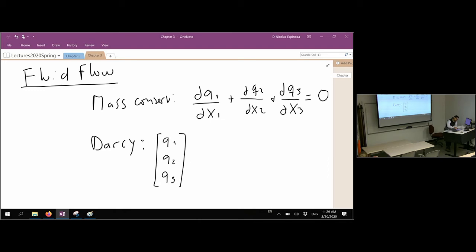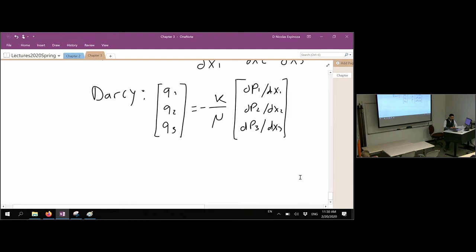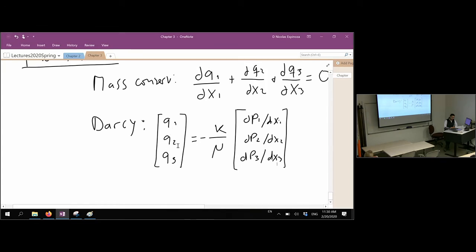The flow rates in these three directions are going to be proportional to the permeability of the medium, inversely proportional to the viscosity of the fluid, and they are going to depend on the gradient of pressure in the corresponding direction. That's an x. Let me see if I can fix it. Okay, x1, dp2, dx2, dp3, dx3. So you can put these two equations together and obtain the equation that combines the two. If you notice here, we know what each of these Q flow rates are, Q1, Q2, Q3, so we can put just that in there, in the mass conservation equation.